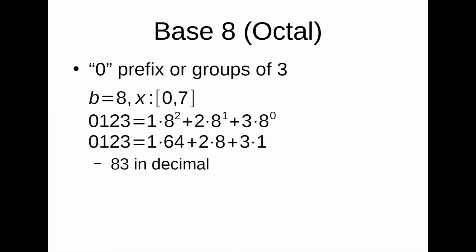Base 8, or octal, is another fairly common numerical base, and it has a 0 prefix, or sometimes it's just groups of 3. The digits are 0 to 7. So 0123 would be 1 times 8 to the second plus 2 times 8 to the first plus 3 times 8 to the 0, or 1 times 64 plus 2 times 8 plus 3 times 1, which is 83 in decimal.